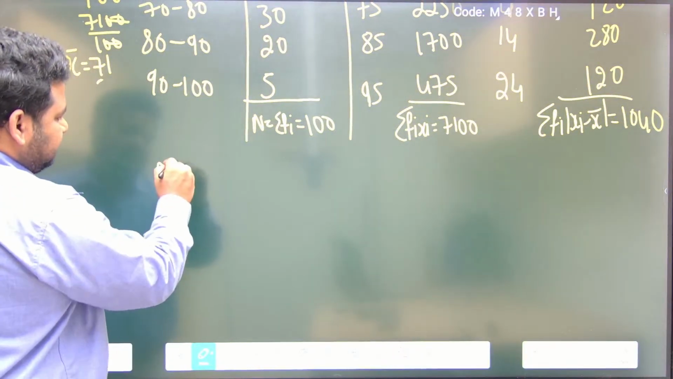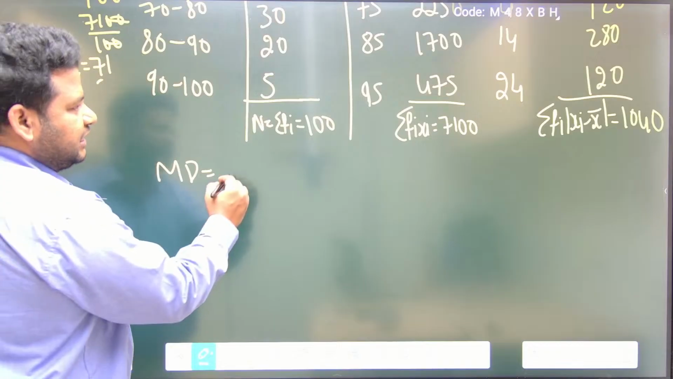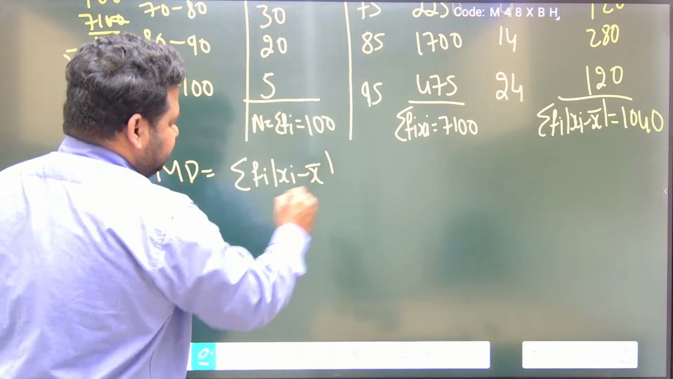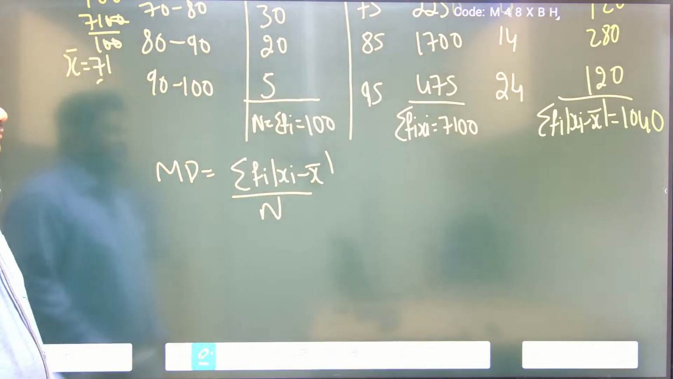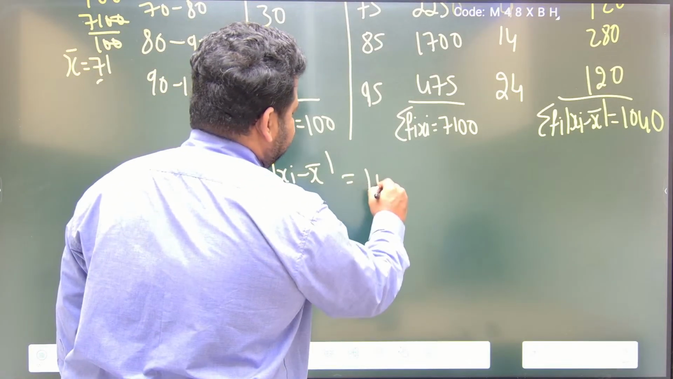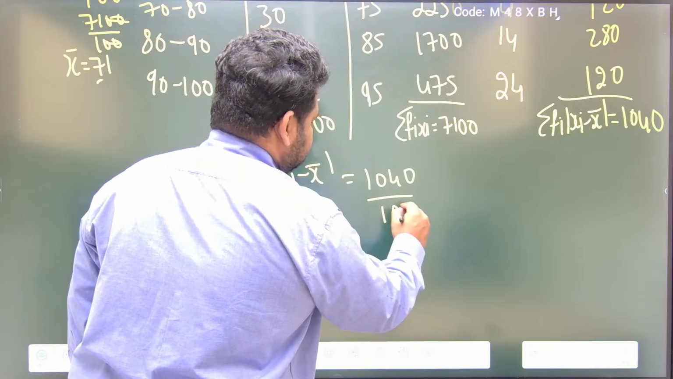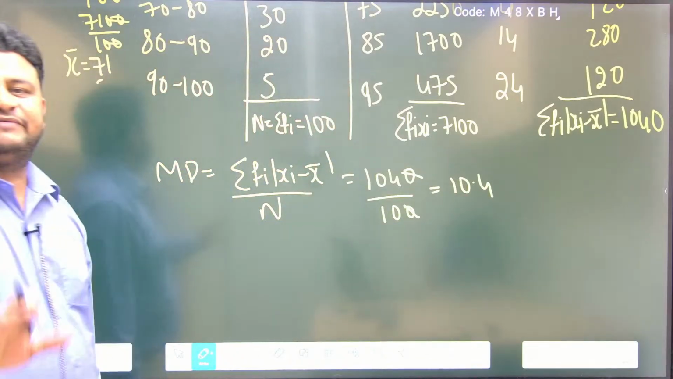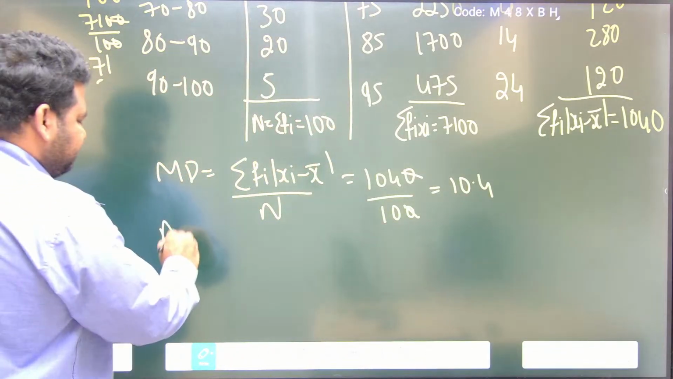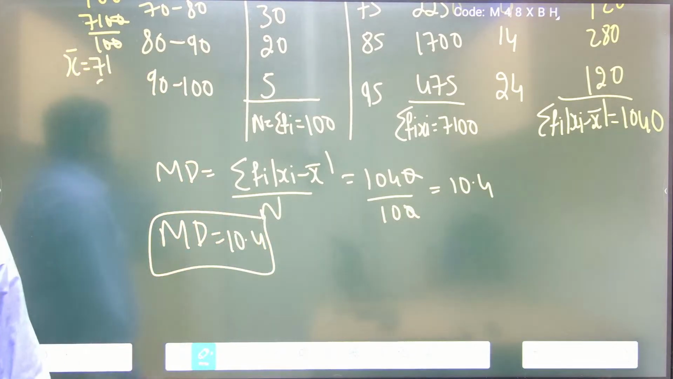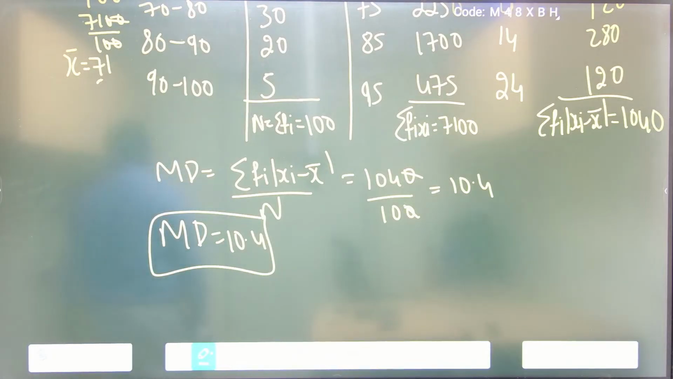First we have to find the mean deviation about the mean. We will get the summation of fi into xi minus x bar, divided by n. N is the number of distribution, the summation of fi. So this will be equal to 1040 divided by 100. The zeros cancel, 104 divided by 10, so we will get 10.4. So the mean deviation will be equal to 10.4. You have to remember this. This is how you solve this question, friends. I hope it is clear.